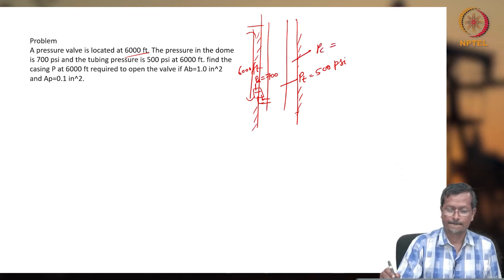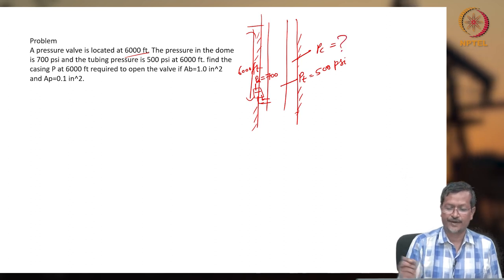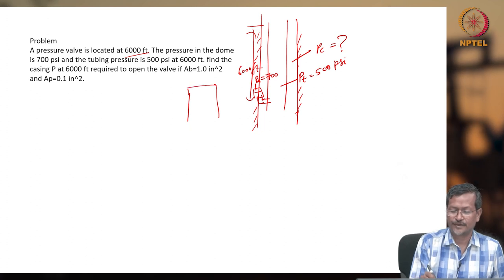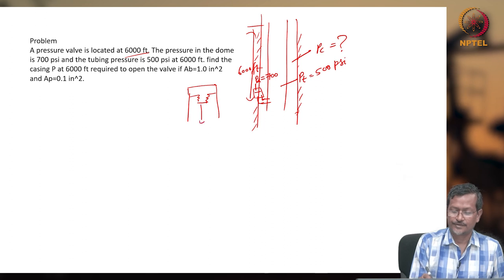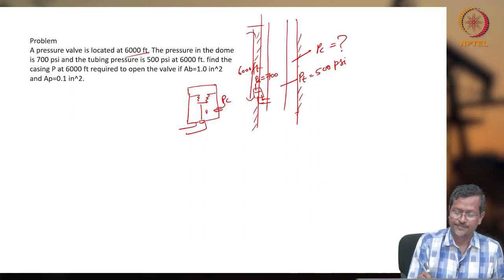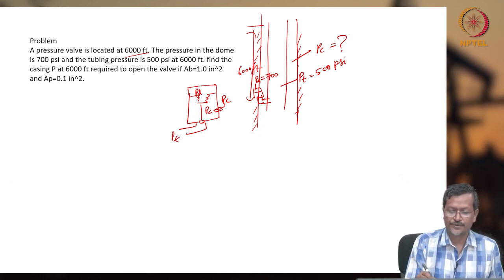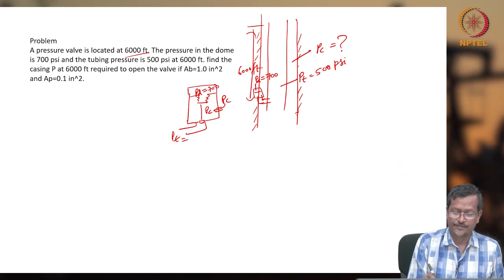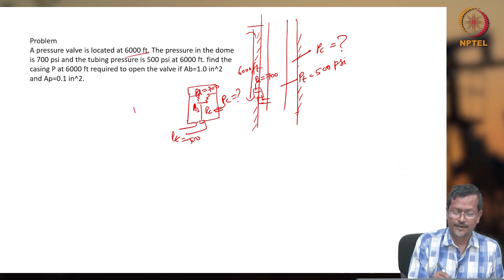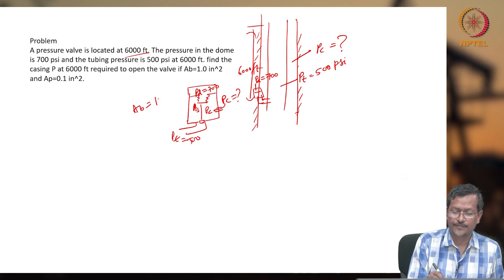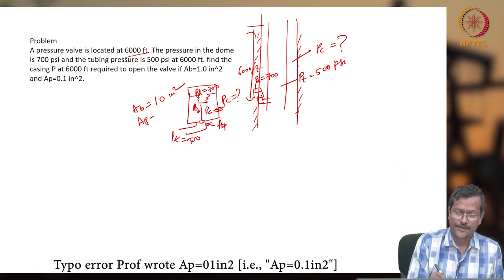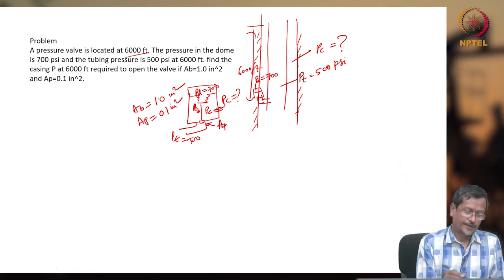PC equals casing pressure, which you have to find, and AB is given. If you see the valve, I am using common notation, so I have given names like this. This is the stem, and this is PC. This is PT, PD is the dome pressure given as 700 psi, and PT is given as 500. PC is not given. AB, the area of the bellow, is equal to 1.0 square inch. This is AP, and AP is given as 0.1 square inch.